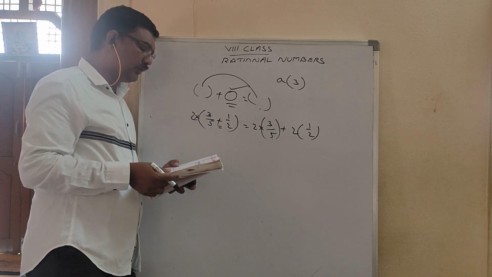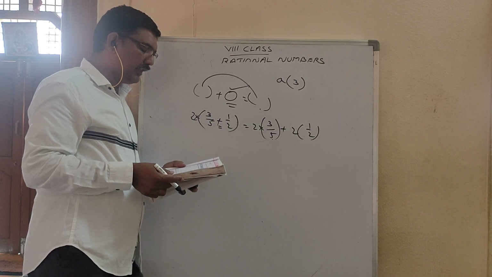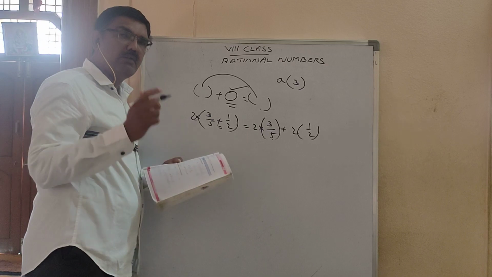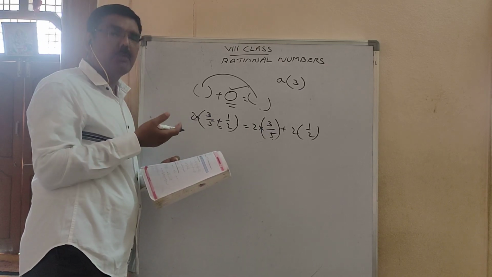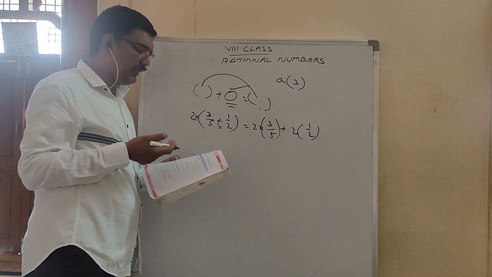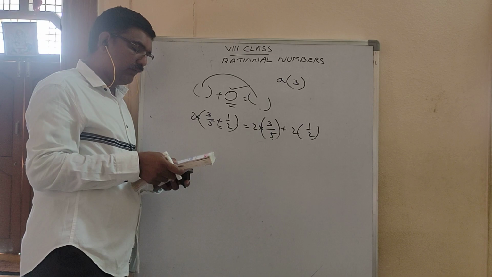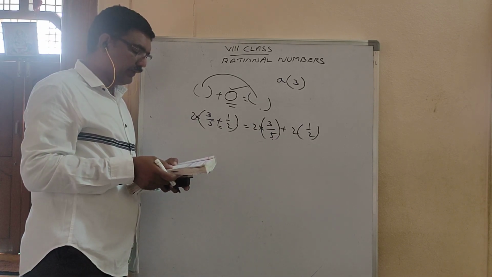Next, the third question. Can you say what you are seeing here? 3 by 7 into 1 is equal to 3 by 7. What is 1? Multiplicative identity. So multiplicative identity is involved in this one. That is the one property. Again the fourth one, multiplicative identity. Very good.